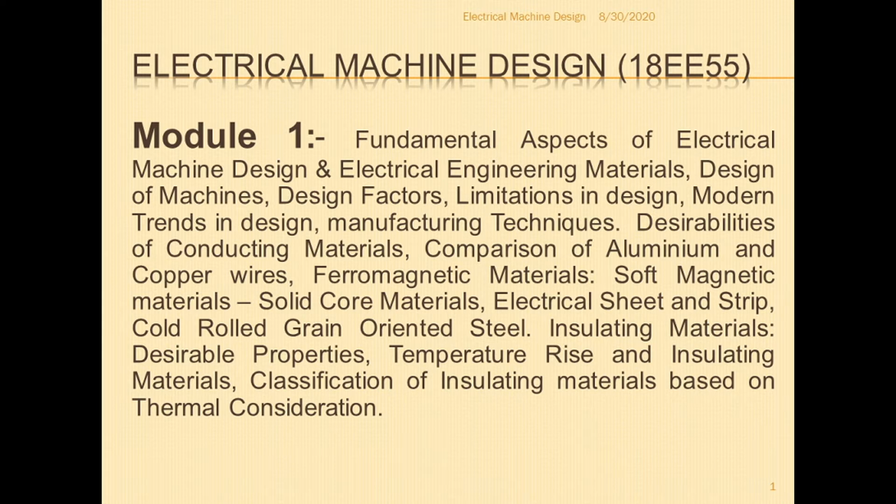design of electrical machines? Then manufacturing techniques, desirabilities of conducting materials. So what are the conducting materials? What is its property? Everything you will be learning. Comparison of aluminum and copper wires. So with the help of comparison of properties of aluminum and copper, these two are the best conducting materials which are used for the design of electrical machines. It's a properties comparison we will be studying. Then ferromagnetic materials, soft magnetic materials, then cold rolled grain oriented steel.